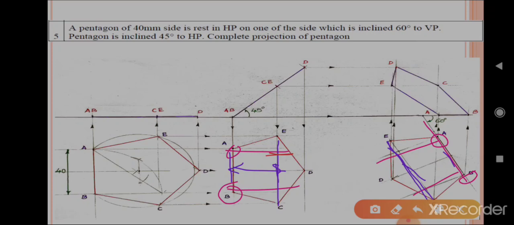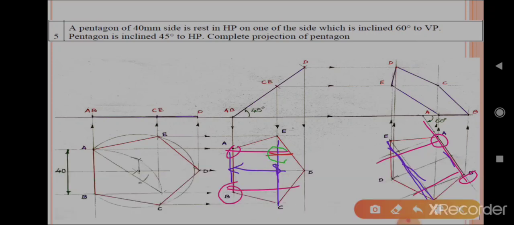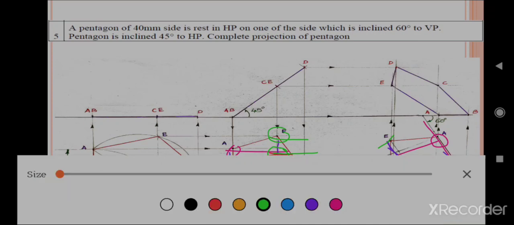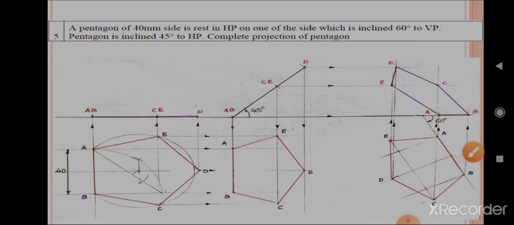Then take the distance from this point to this point; with the compass we mark the points C and E. From the C and E we can take the distance C to D or E to D, and we can complete the pentagon that is inclined 60 degrees to VP.